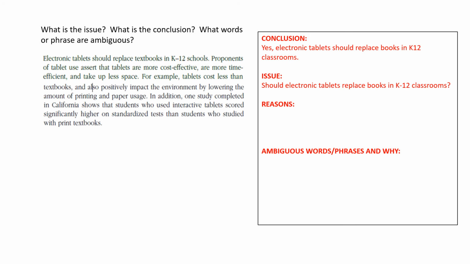So what were some of the reasons that the author used to support his or her conclusion about using electronic tablets in the classroom? Well, the author says they're cheaper, they are environmentally friendly, and student standardized test scores are higher when using tablets. Those are the reasons, okay? Now, were there any ambiguous words or phrases that stood out to you, and explain why they were ambiguous to you as you read them?